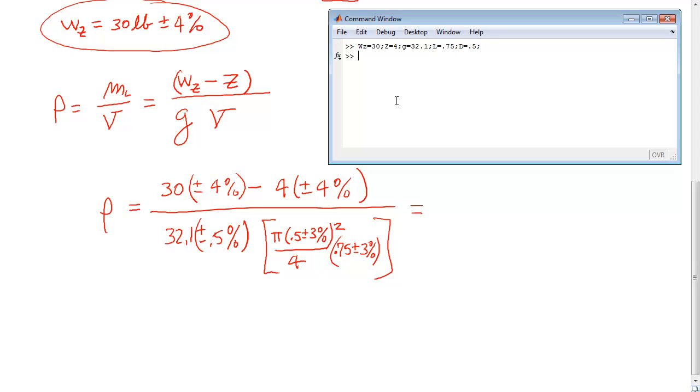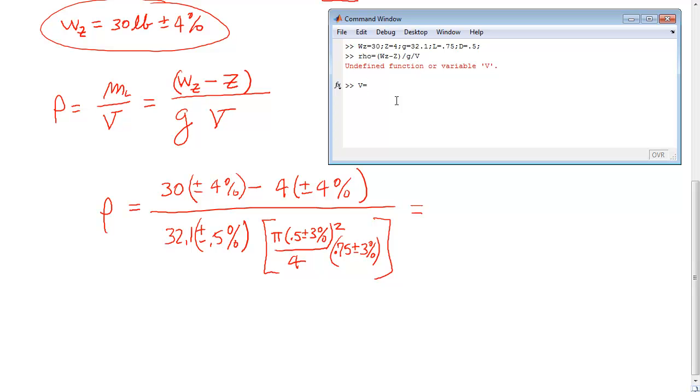Now I'm going to say rho was equal to WZ minus Z. Now I need to put parentheses around this. And I'm going to divide that by G, and I'm going to divide that by the volume. Now the volume I have failed to do, so here's what you're going to find. Undefined value was the volume.